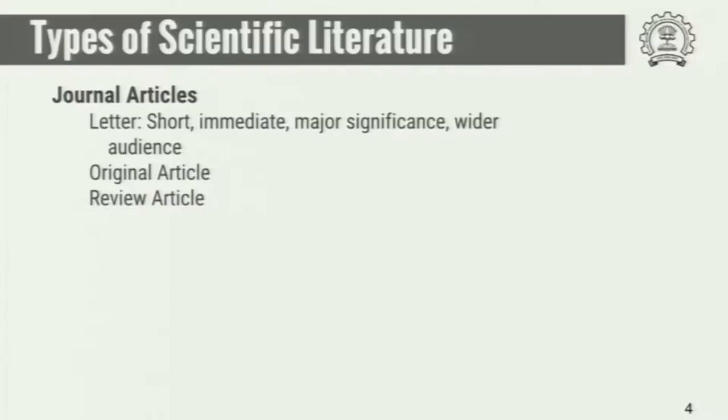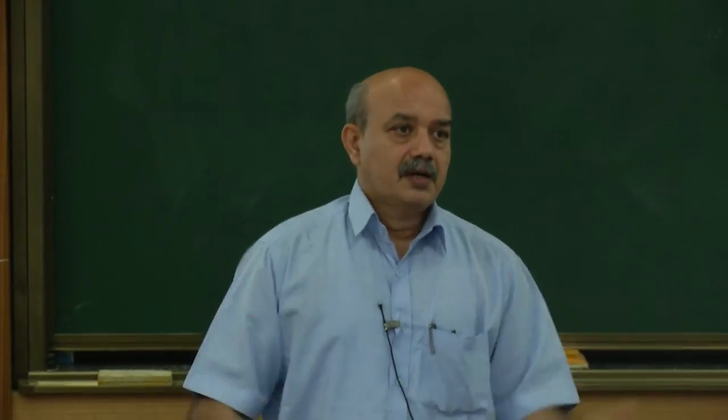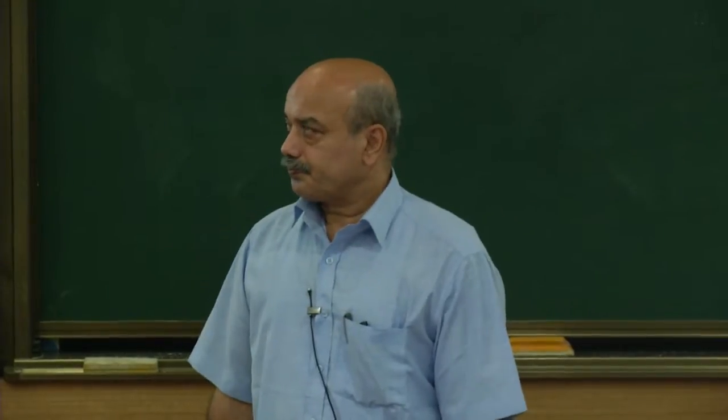So all these three classes of papers are important. If you want to know where the research is actually happening, it's these two, the original articles and the letters. The review articles are something like trying to screen and collect what is good, what is relevant, and what is worth taking forward by some experts.